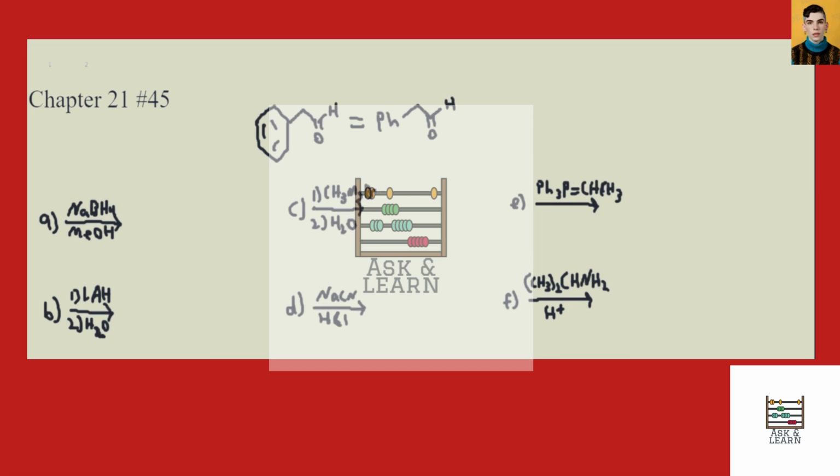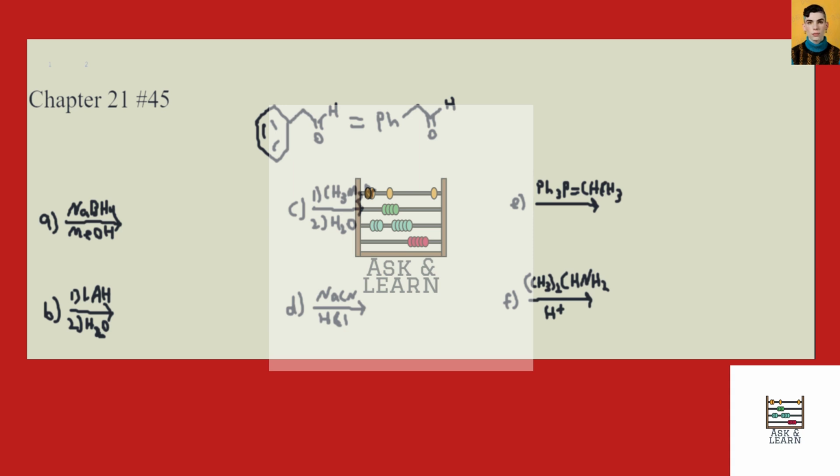This is the answer to Chapter 21, problem number 45 from the Smith Organic Chemistry textbook. This problem asks us to draw the product formed when phenylacetaldehyde is treated with each reagent. And then we're told a little bit about phenylacetaldehyde.